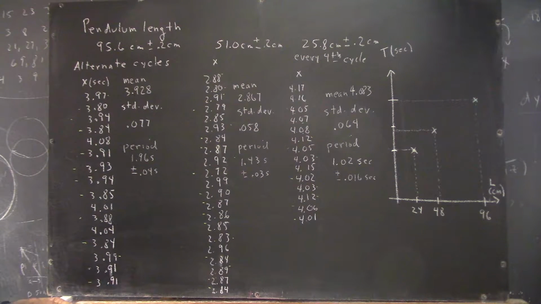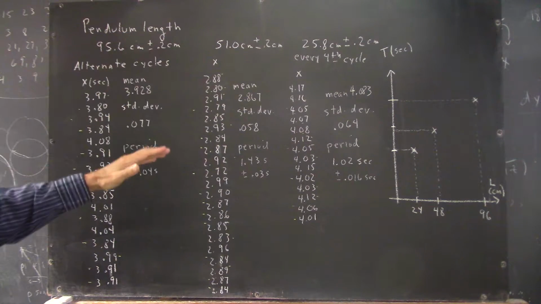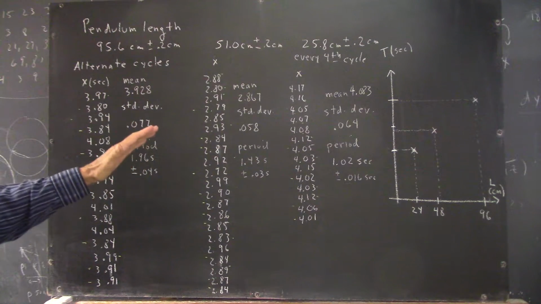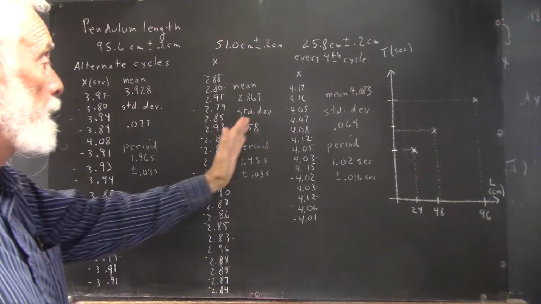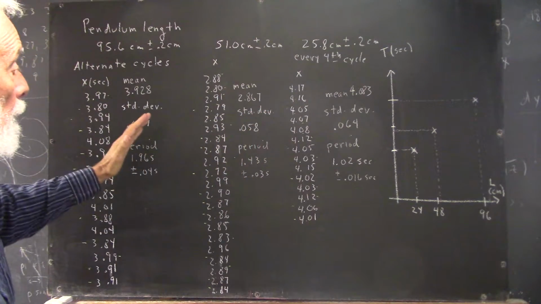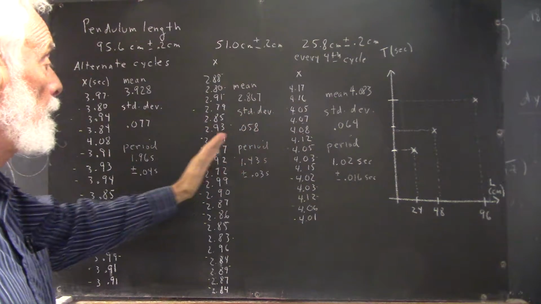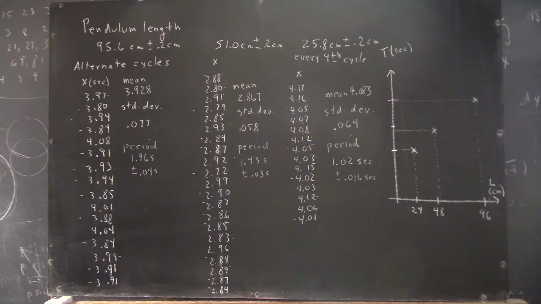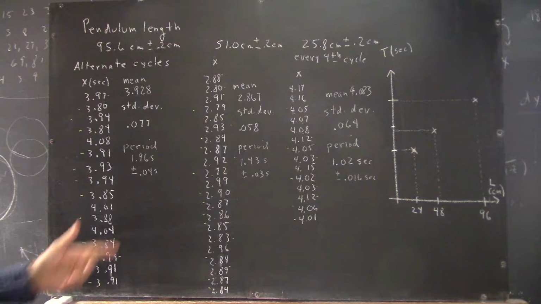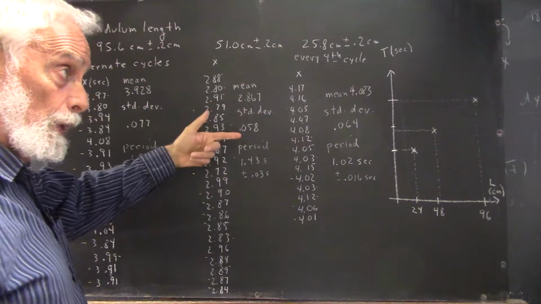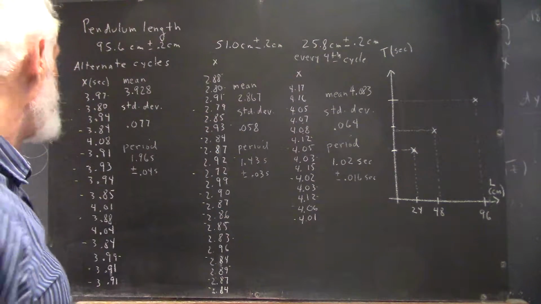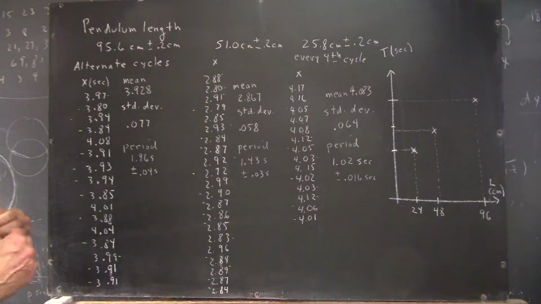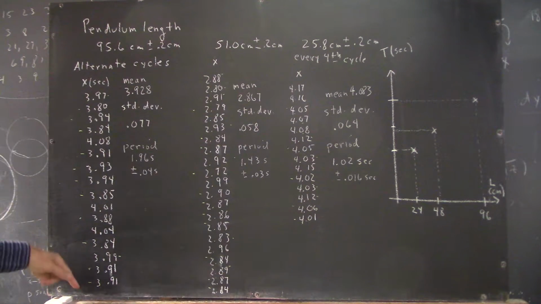Okay, I measured every other time the pendulum passed the point. So I'd click, click. And not every other time it passed the point, but every other time it passed the point going in the same direction. In other words, I measured every other cycle of the pendulum. And here were the numbers I got.